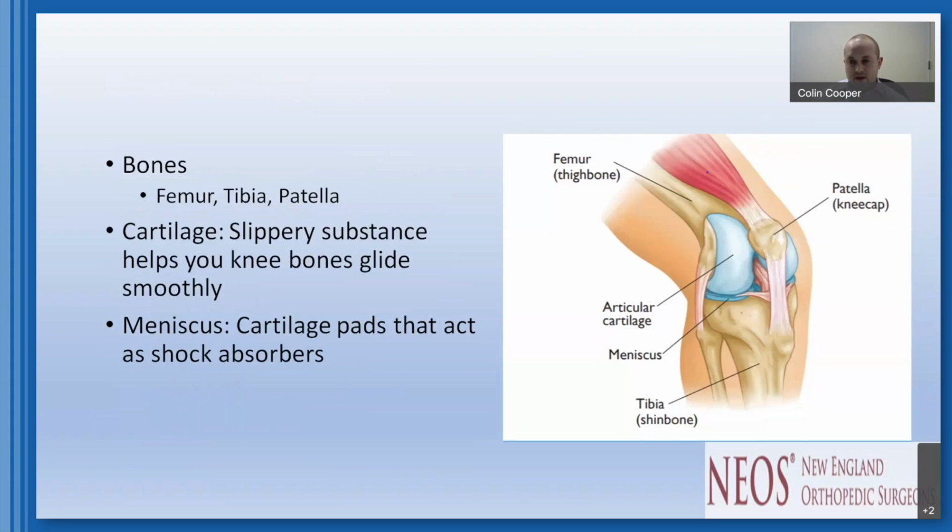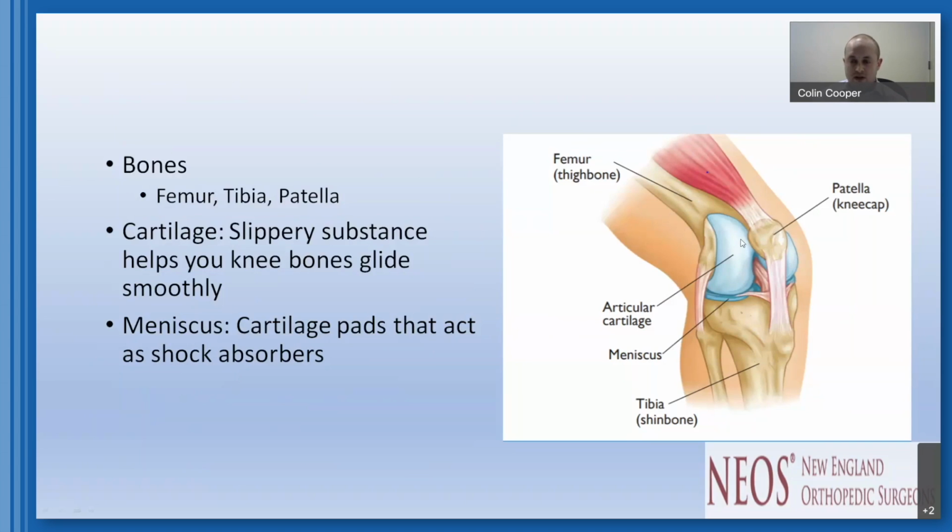So you can see here on this illustration, there's three main bones in the knee. That includes the femur, which is the largest bone in the body. And then at the end of the femur, you have cartilage. The tibia is the bottom bone, and there's cartilage at the top of the tibia. And the patella, or the kneecap, sits in front of the knee. There's cartilage, which is a slippery substance that helps your bones glide smoothly.